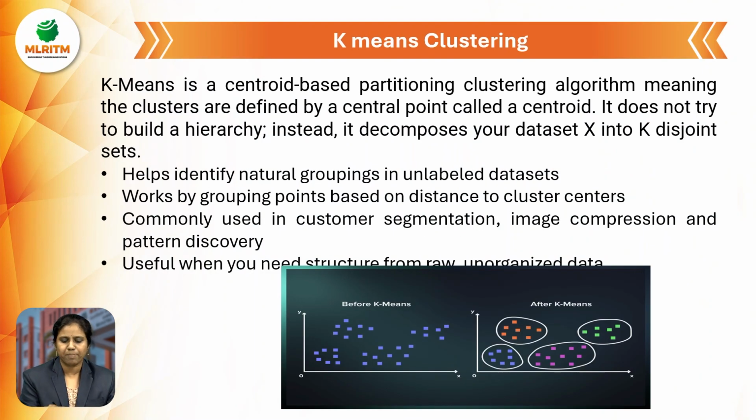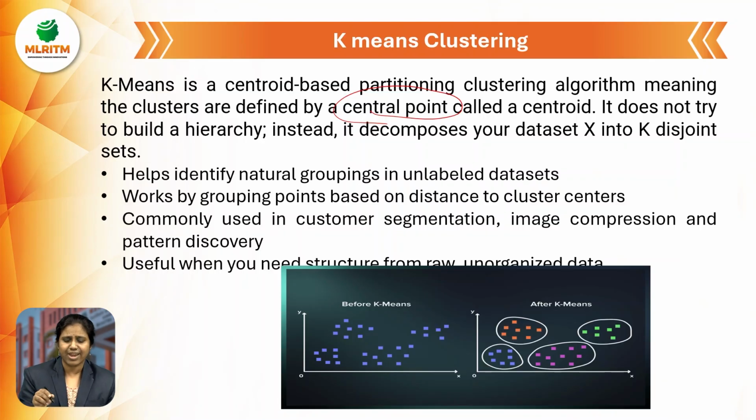Now we are moving into the topic that is k-means clustering. K-means clustering is a centroid-based partitioning clustering algorithm. So here we are considering a point called a central point, that is called a centroid, and here we are not going to build a hierarchy instead. Like we take a data item based on the particular cluster. So based on that kind of feature, we are going to identify the natural groups on unlabeled datasets, working by distance to a cluster center. It is commonly used in customer segmentation, image compression, and pattern discovery.